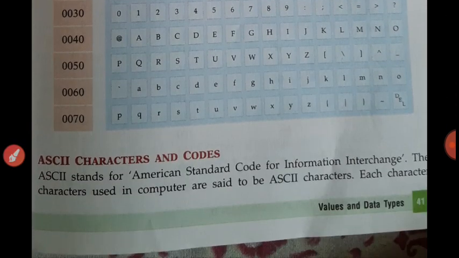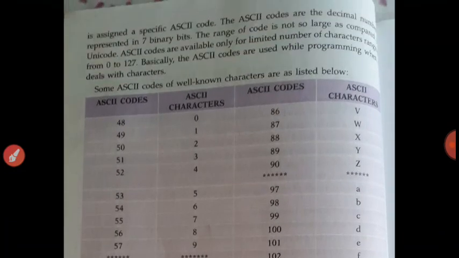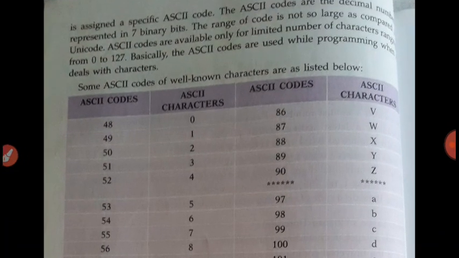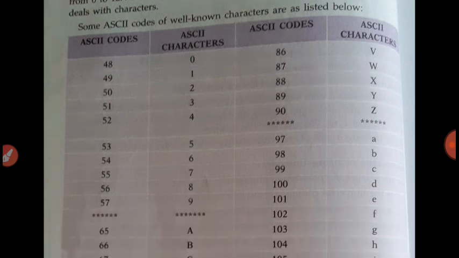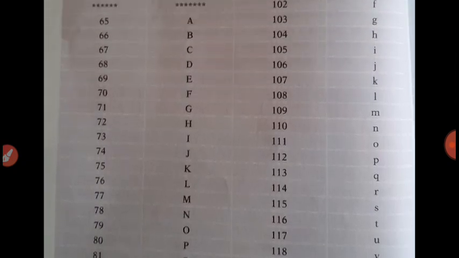Next is ASCII characters and codes. As I was talking about ASCII, its full form is American Standard Code for Information Interchange. In this, every character has a value, as I told. You can see this is the ASCII table, right? There are 256 characters, but in this table the values of some characters are shown.